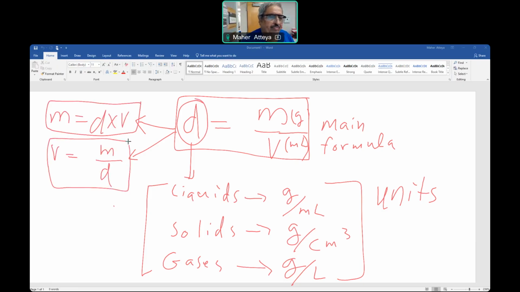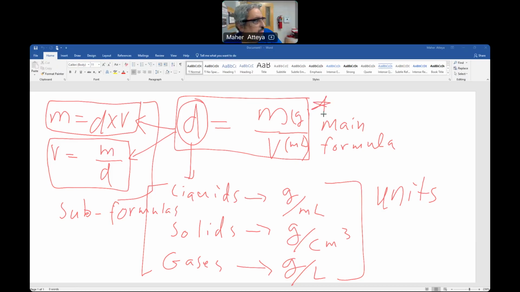So now we have those sub-formulas. And this is the main formula. This is the main, okay, guys. Sometimes the problem will not give you the main formula, it will give you the sub-formula instead. So you will always memorize the main formula, and then from there you can work it out. Okay, guys?